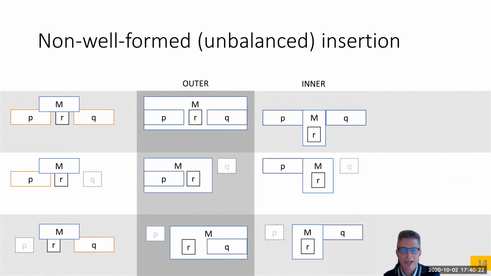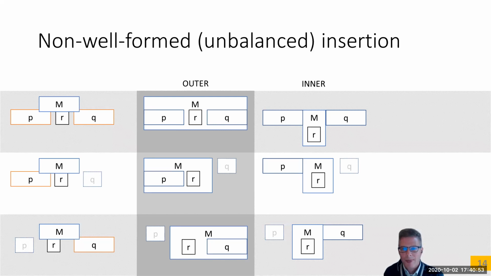What happens when we have a non-well-formed or an unbalanced insertion? Well, there are several ways in which this can occur, and they all happen when the start or the end position of M falls within an existing element, but the other end or start position does not fall within the same element. Here I look at 2 of the possible strategies, outer and inner.